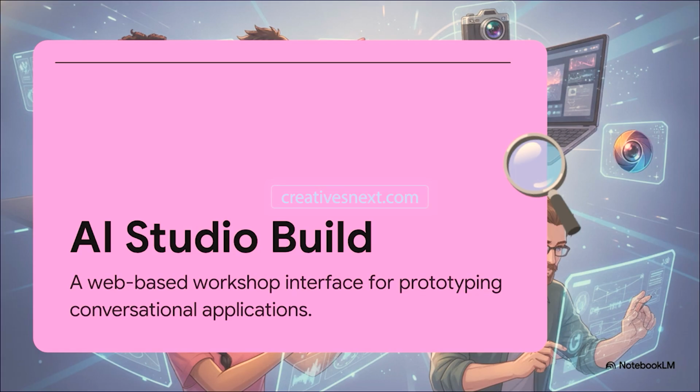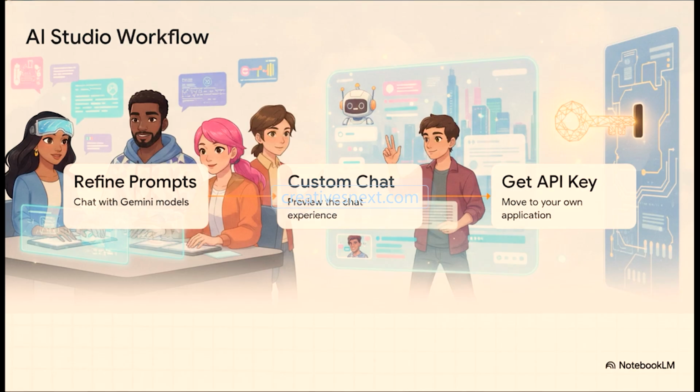It's a remarkably streamlined, web-based workshop interface. Product managers and developers can jump in and build, test, and prototype conversational applications using different variants of the Gemini models, like Gemini Pro or Flash. You can define system instructions, which essentially dictates the exact role the AI should play, and experiment with structured prompts to generate super consistent formats like JSON.